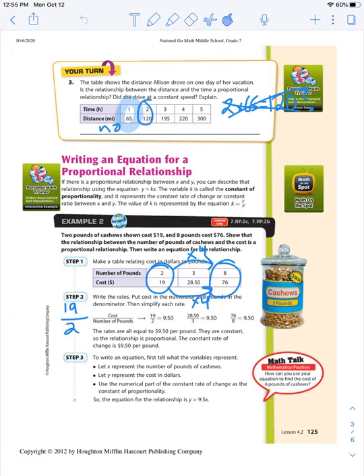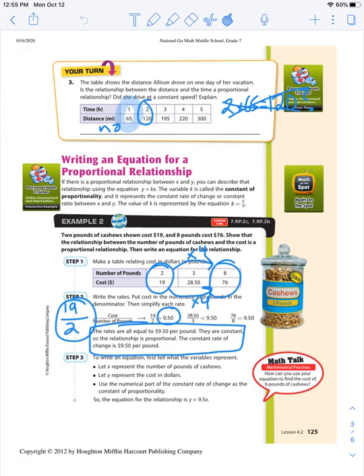And now remember, to find the unit rate, we can actually do that division problem. So 19 divided by 2 is 9.50, which means the rates are all equal to $9.50 per pound. Constant rate of change is $9.50 per pound. Relationship is proportional. All right, so now we know how to solve it.